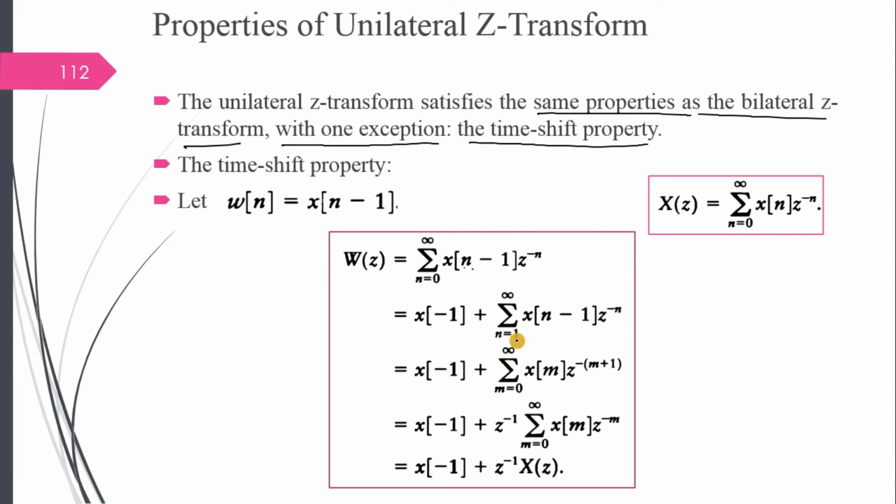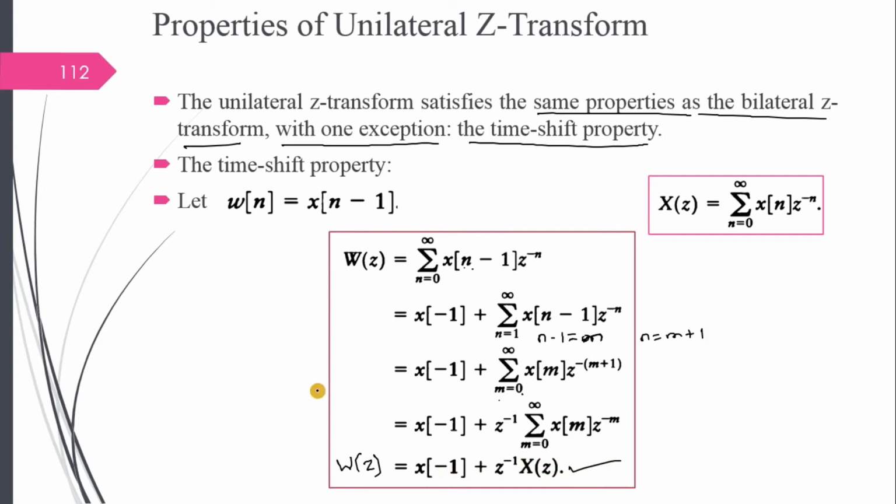Now for this one I make a change of variable. n minus 1 is equal to m, which makes the limit m equal to 0, and n is equal to m plus 1. So wherever I have n, I make it m plus 1. So z raised to minus m is written here, and z raised to minus 1 is taken out. Hence W of z for x of n minus 1 is x of minus 1 plus z inverse X of z. So this is very important. This is the change. People get confused here in the unilateral Z transform.